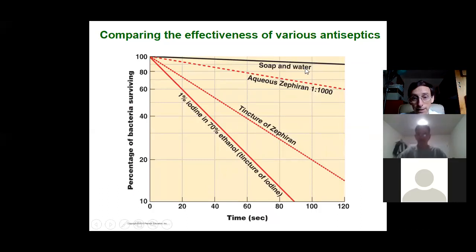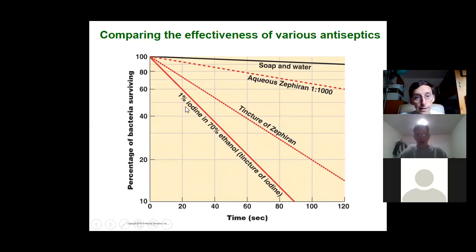And as you can see, even with 2 minutes, 90% of the bacteria are surviving, even at 2 minutes. And I don't think any of us wash for 2 minutes. Okay? Aqueous safranin, a little better, but still not very good. Tincture of safranin, much better. At 2 minutes time, the killing is below 20%.